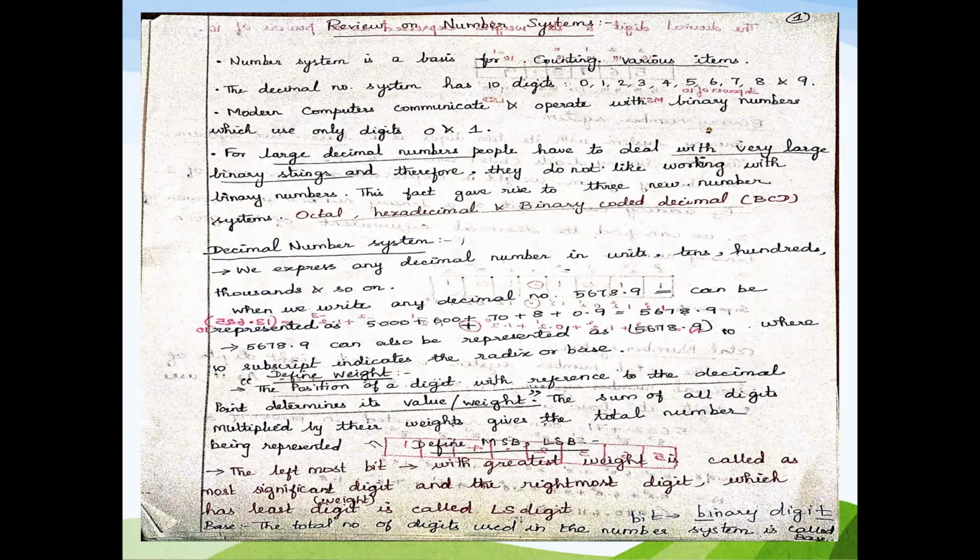Next, we want to see what is meant by MSB and LSB, that is, most significant bit and least significant bit. When you take a number, the leftmost digit with the greatest weight is called the most significant digit, and the rightmost digit with the least weight is called the least significant digit. The base is nothing but the total number of digits used in the number system, and that is called the base or radix.